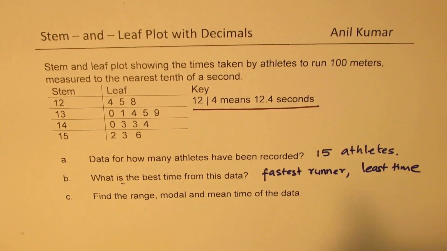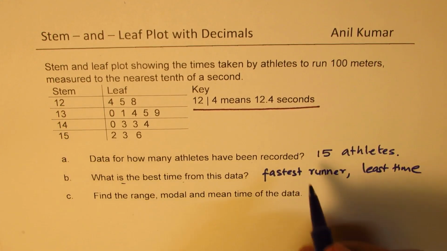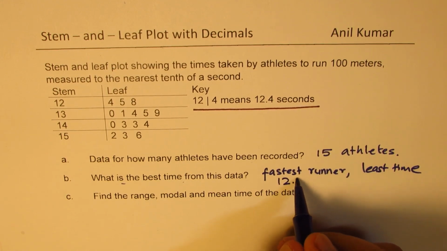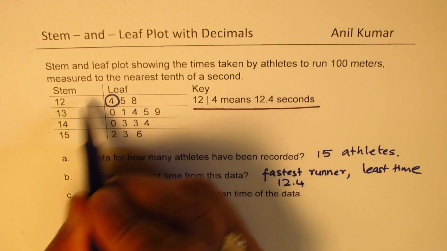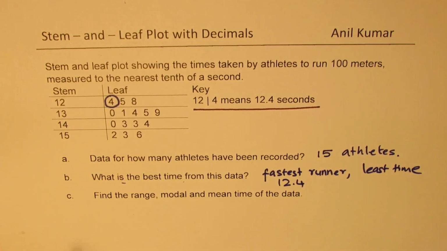So that means clearly it is 12.4. So the time 12.4 is the least time. So that becomes our solution. Is that clear to you? Part C is find the range, modal, and mean time of the data.